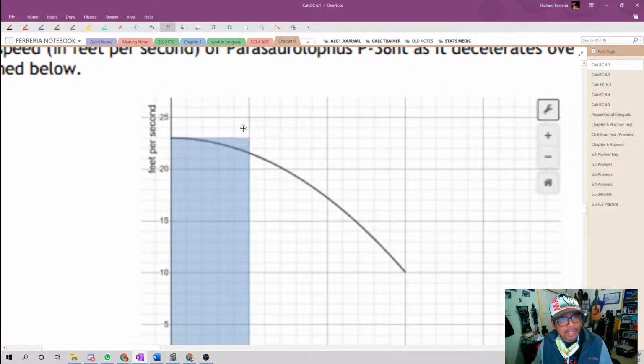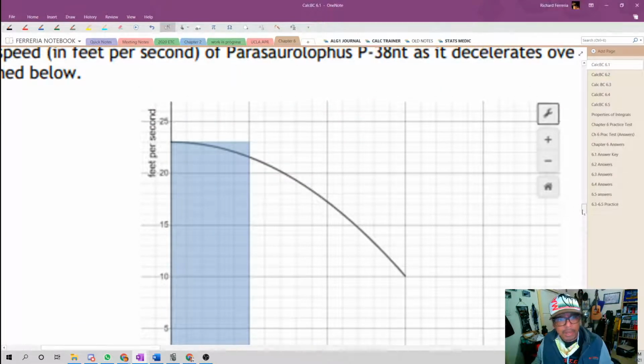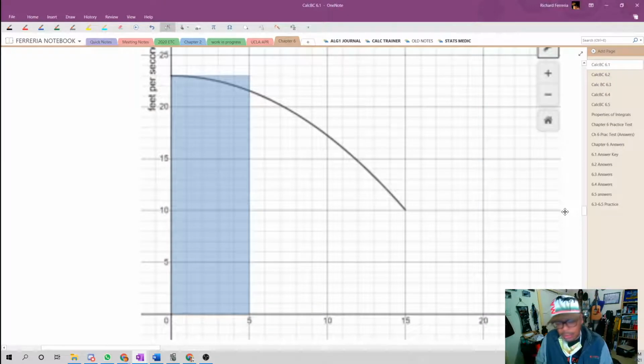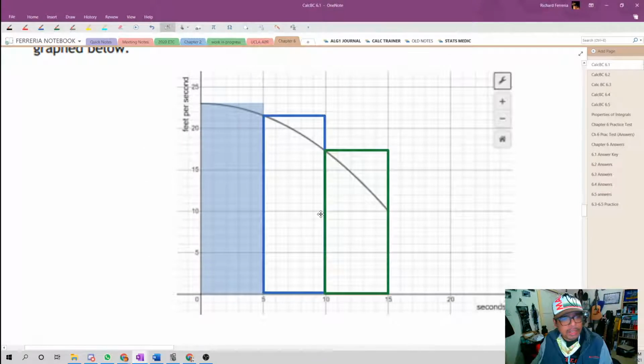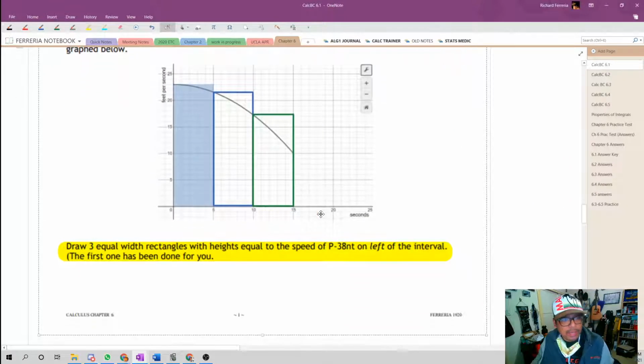So for this second rectangle, we're going to want the height to match perfectly on the left side. So let's draw that rectangle. And then we'll draw the next rectangle, which is also going to match on the left side. And as I'm looking at these rectangles, I'm going to mentally note that the area of these rectangles is greater than the area under the curve. So in my head, I'm already thinking that if I find the area of these rectangles, I'm going to overestimate the distance that the P38NT is going to run during these 15 seconds.